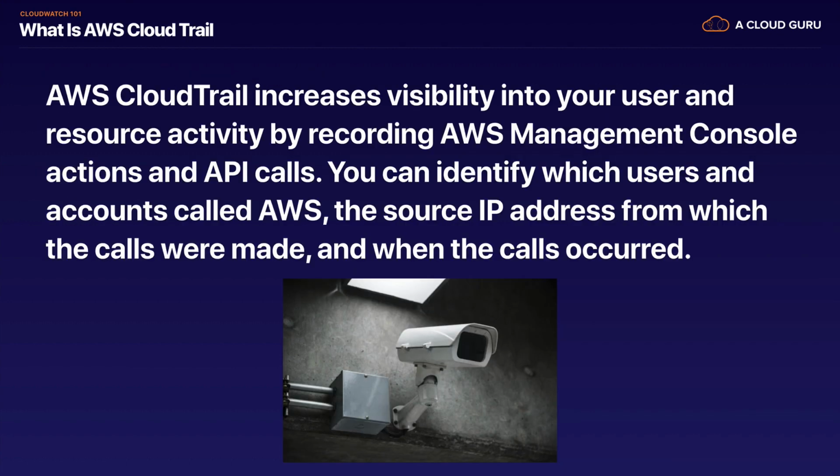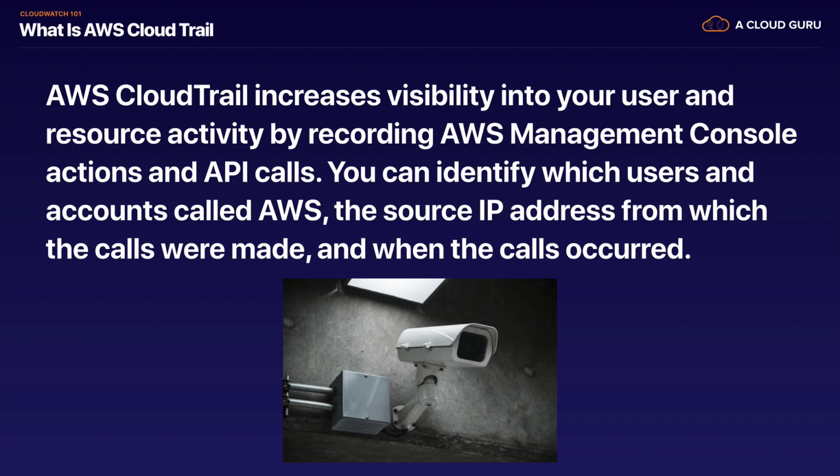So what Amazon like to do is they like to try and confuse you with CloudTrail. They always have these questions where, given a particular scenario, you'll be asked whether you should be using CloudWatch or CloudTrail. And so CloudTrail basically is a CCTV for your AWS environment. It increases the visibility into your users and resource activity by recording AWS Management Console actions and API calls. So every time you go in and create an S3 bucket or an EC2 instance, you're basically making an API call to AWS. And this is all recorded using CloudTrail.